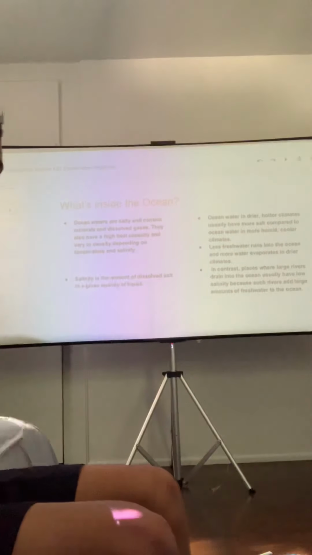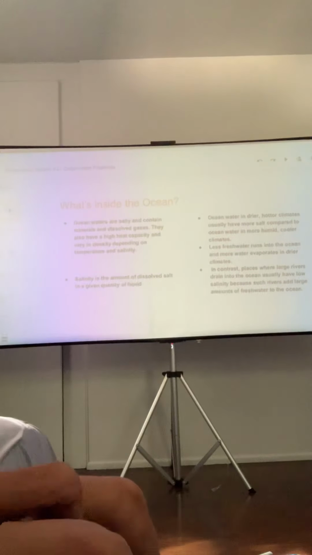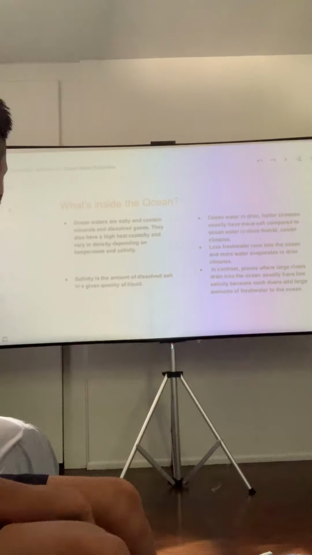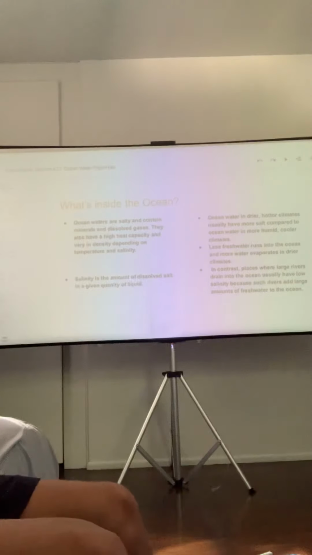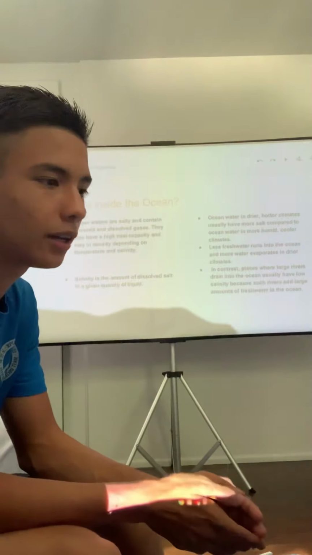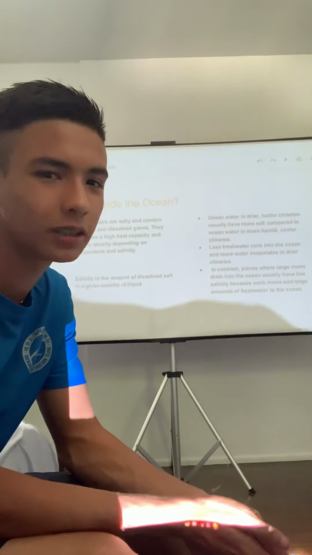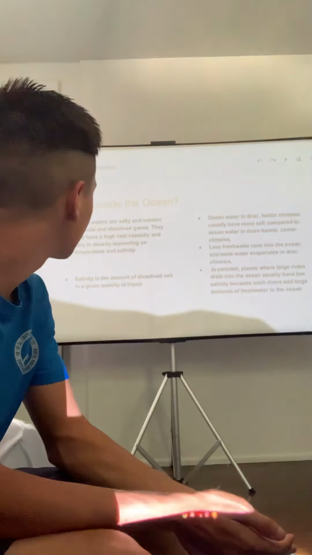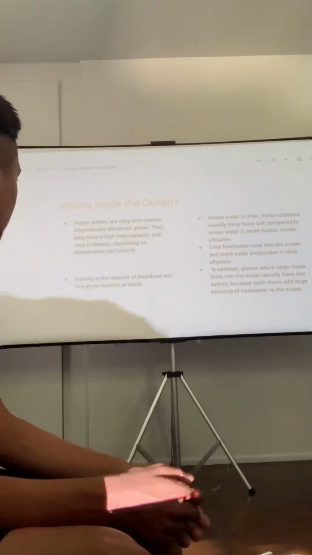So for the first bullet point, I'm going to be talking about how ocean waters are salty and contain minerals and dissolved gases. They also have a high heat capacity and vary in density depending on its temperature and salinity. So basically what this is talking about is the components inside the ocean, like how much salt and other things are inside.